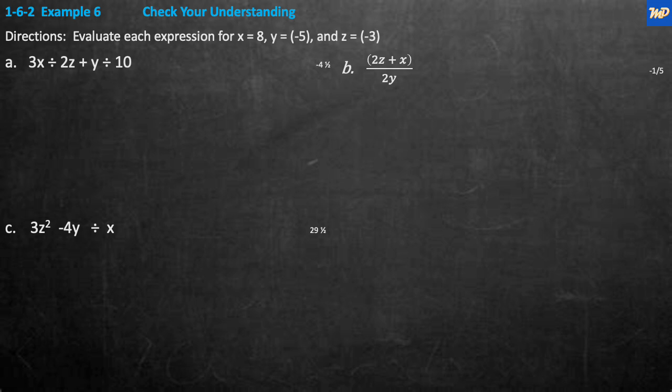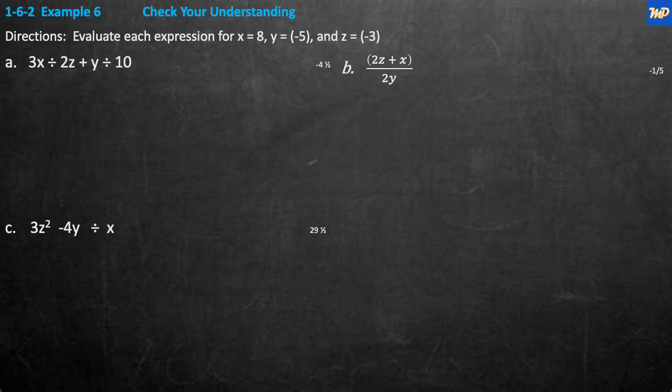Okay, I'm assuming you've stopped the video and you tried them and you've got your answers, and we're going to now try to work them together. Evaluate each expression. X equals 8, y is negative 5, and z is negative 3. So the first thing here's the problem.